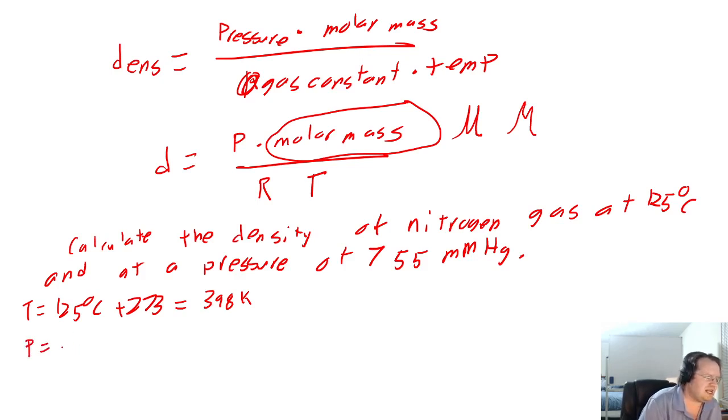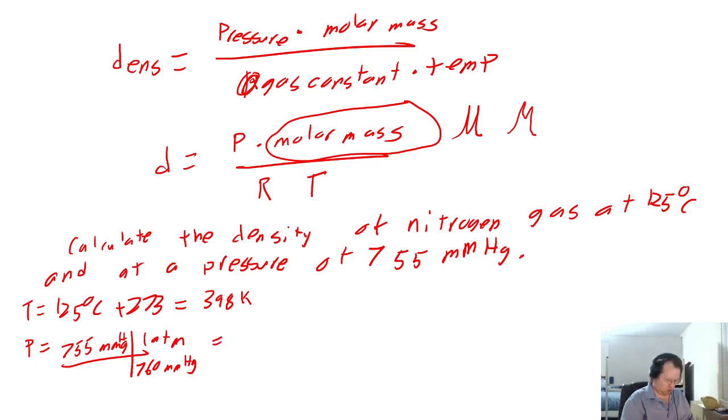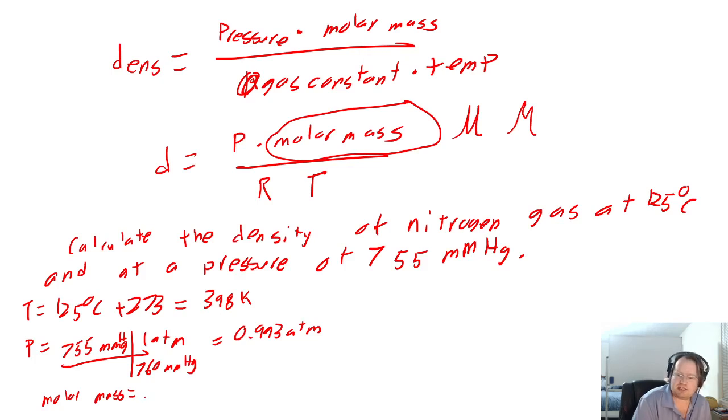Now pressure, we need it in atmospheres. So we have 755 millimeters of mercury. What we know is that 760 millimeters of mercury is equal to 1 atm. So it's almost an atmosphere, but not quite. That will give us 0.993 atmospheres. And our molar mass, they didn't give us a number directly, but they told us it was nitrogen gas. Remember, nitrogen is a diatomic. That means it's going to be N2. One nitrogen weighs 14.01 grams per mole, so the molar mass is going to be 28.02 grams per mole.